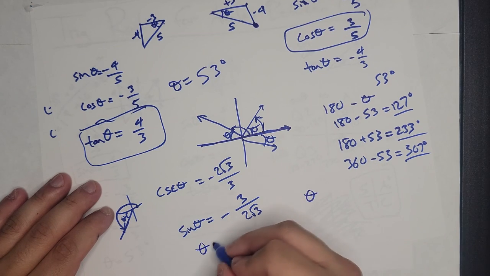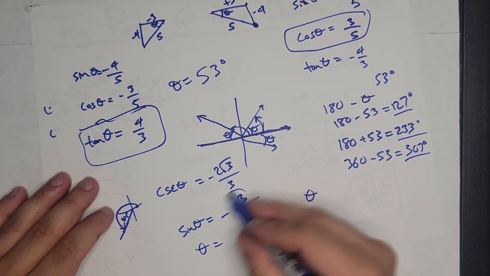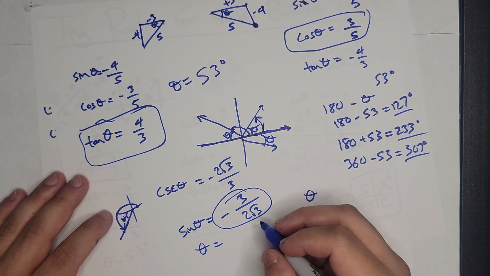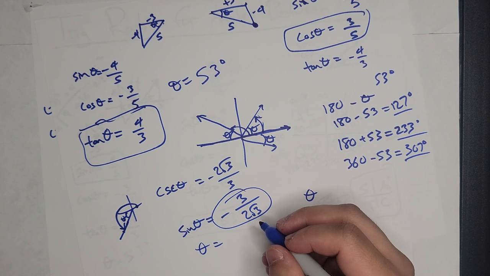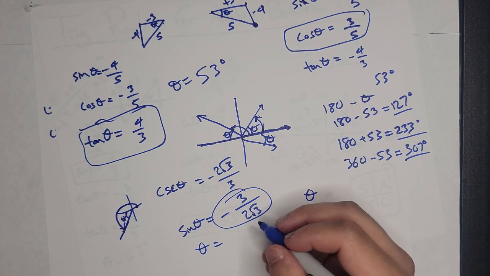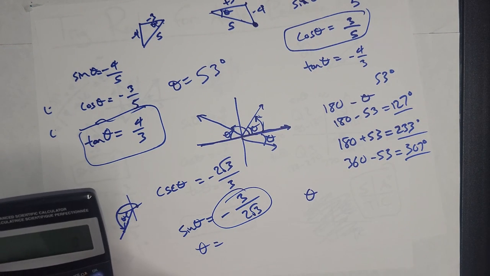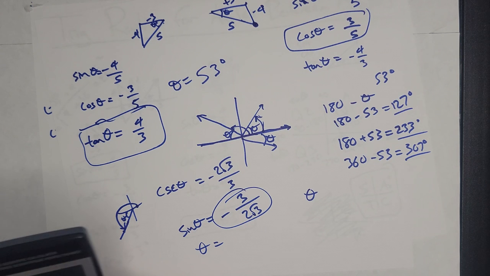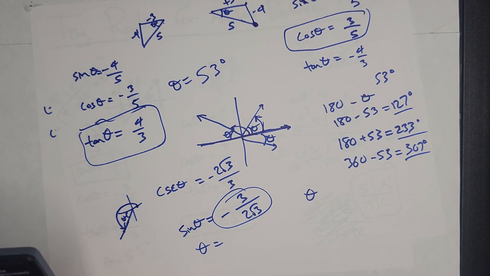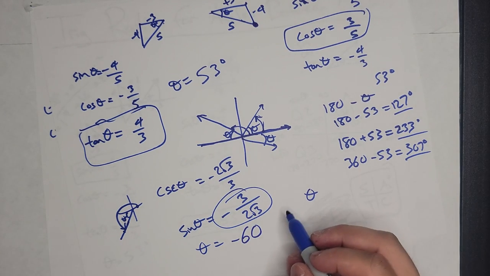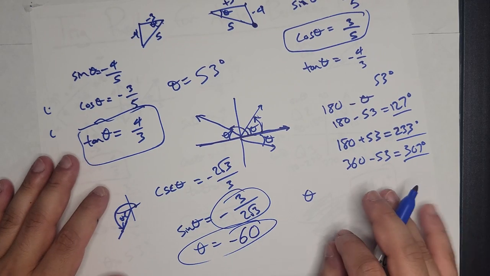When we solve for theta, if you put the inverse of this into a calculator, you should get, let me try punching this in. 2 times root 3, over 3, answer, times negative 1, inverse sine. Oh, I get negative 60. So yeah, I get a negative 60.